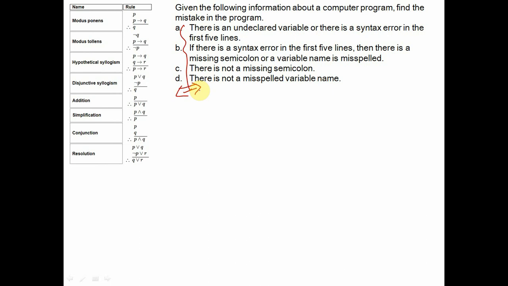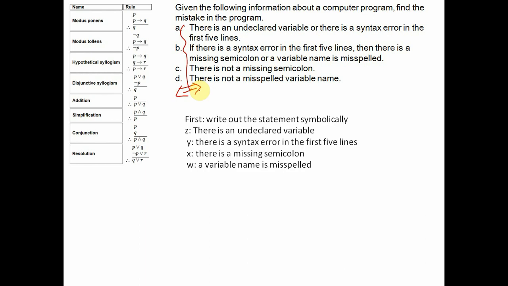Clue number 2 says if there is a syntax error in the first 5 lines, then there must be either a missing semicolon or a variable name is misspelled. The third clue says there is not a missing semicolon. In other words, all the semicolons are in place. There is no semicolon which is missing. And the final clue says that all the variable names have been spelled correctly, or there is not a misspelled variable name. Now using these 4 clues, you have to identify the error in the program.